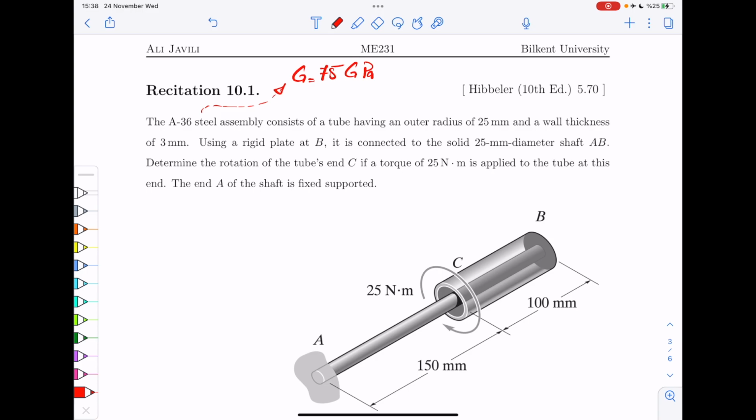The outer radius of this tube is 25 millimeters, and it has a thickness of 3 millimeters. So basically, you know that its inner radius is 22 millimeters. Okay, this is for the tube, right? The shaft itself has a diameter of 25 millimeters, so its external radius is 12.5 millimeters.